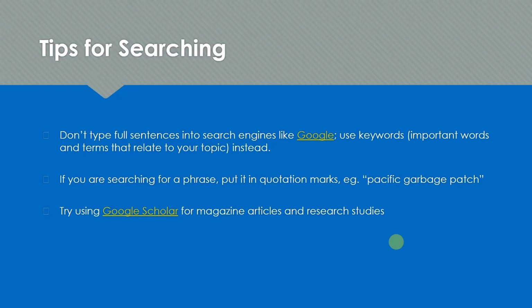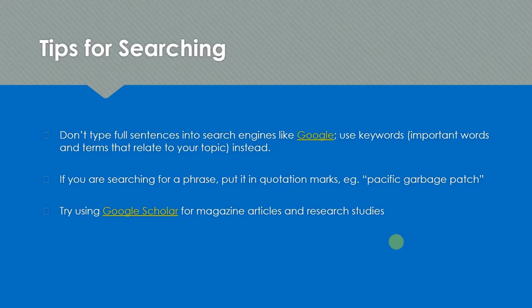For example, say you're doing a project about the Great Pacific Garbage Patch in the ocean. Some keywords might be Pacific Garbage Patch, or plastic pollution, or ocean plastic pollution. Don't just type something like, how big is the Pacific Garbage Patch? Or where's the Pacific Garbage Patch? Try to use keywords instead.